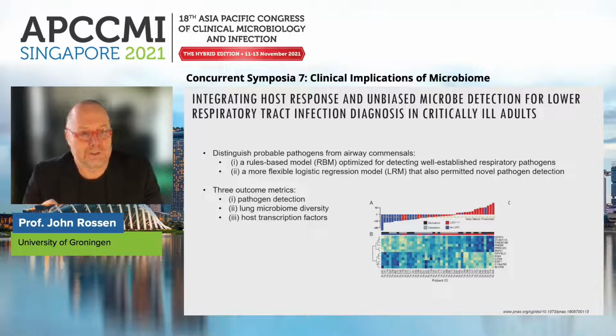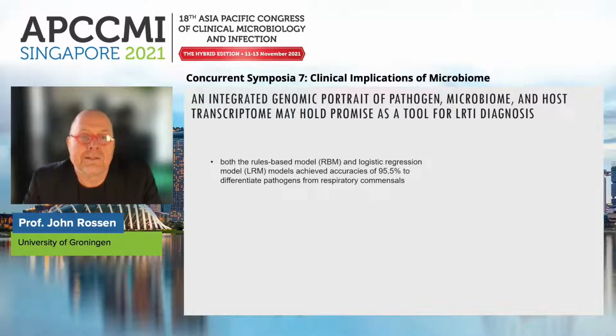They looked at three outcome metrics. One was the pathogen detection, the second was the lung microbiome diversity, and the third one is looking at host transcription factors. In this picture on the right, you see a list of the transcription factors the authors have been looking at. And they found that both the rules-based model and the logistic regression model achieved accuracies over 95% to differentiate pathogens from respiratory commensals.